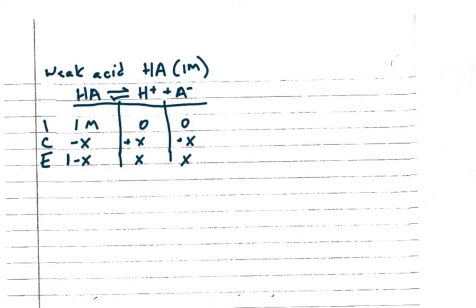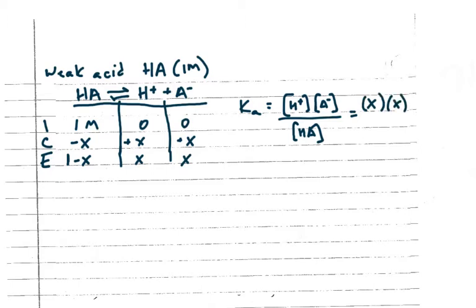All right, so for this equation, we would have an equilibrium constant, a Ka, and it would be the concentration of the products divided by the concentration of the reactants. And we can plug in here that the equilibrium values of each of these are X times X over 1 minus X.